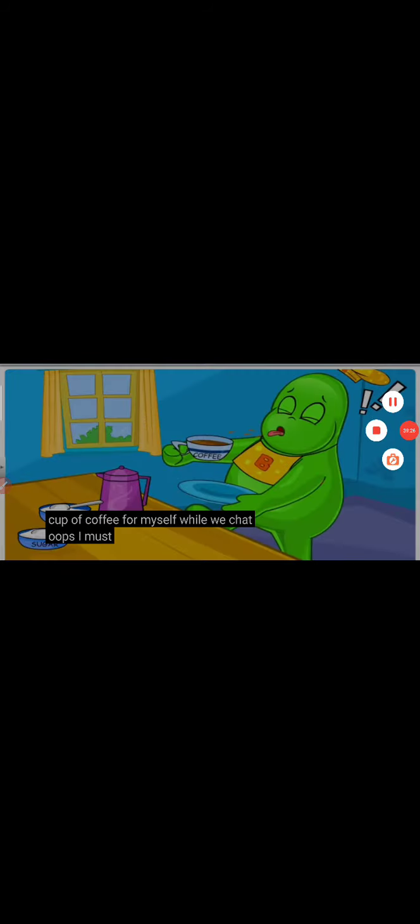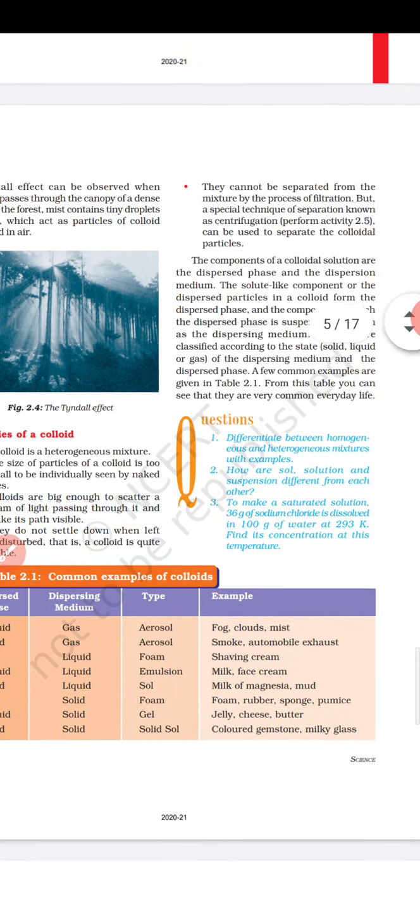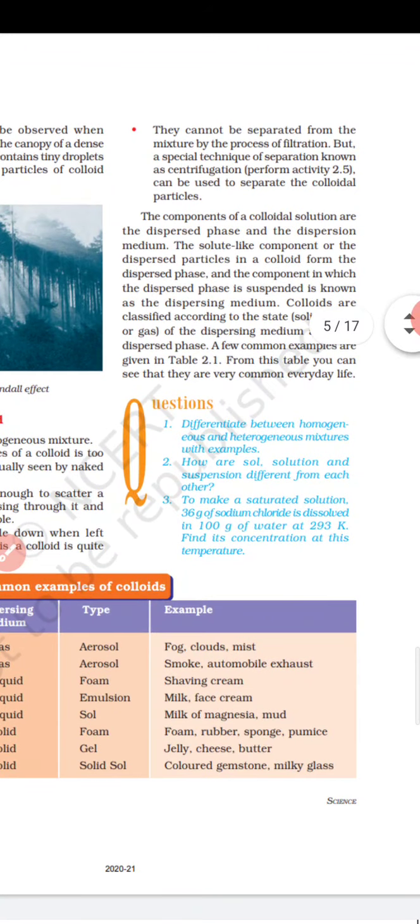Oops. So this is all about solution, suspension, and colloidal solution. Colloid. Now this is homework for you. पेज नंबर 18 पे कुछ क्वेश्चंस दिए हैं. You have to do these questions in your notebook.